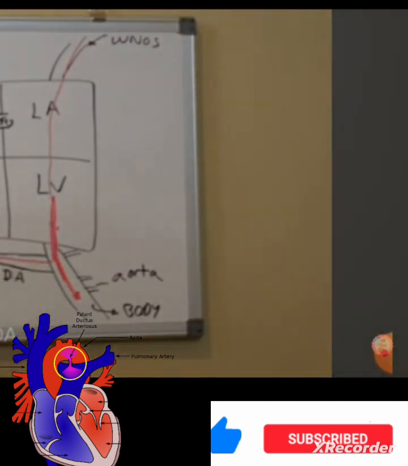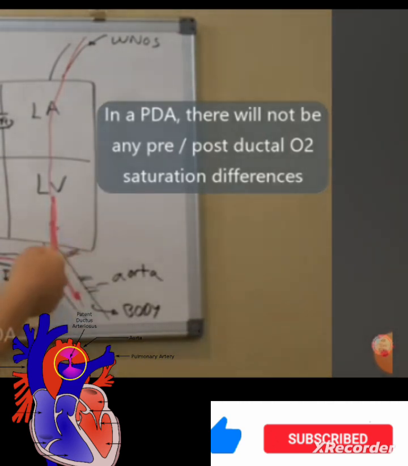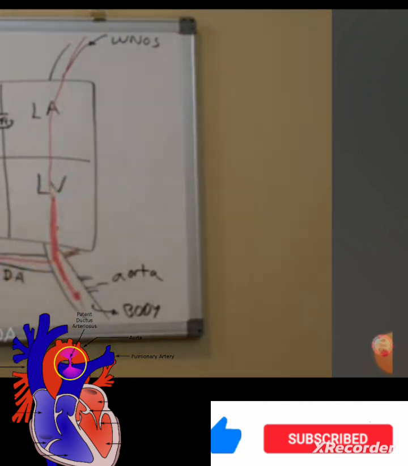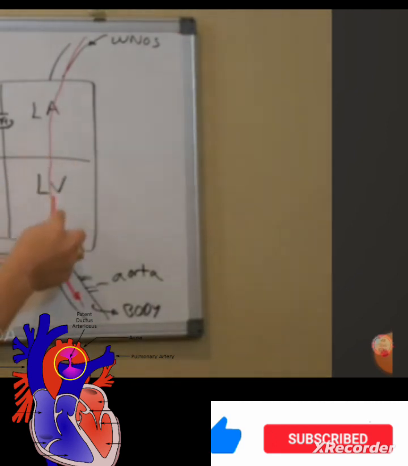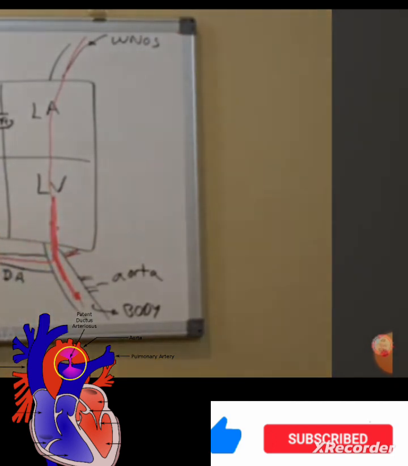So with a PDA, you are not going to have any pre- and post-ductal saturation difference because it's oxygenated before the ductus and it's oxygenated after the ductus because all the shunting is left to right. So you cannot get a pulse ox on your right hand and on your foot, see a difference and say, oh, that must be a PDA with left to right shunting, because with left to right shunting, all the red blood is just going towards the lungs. A lot of people get confused about that, so I just really wanted to clear that up.